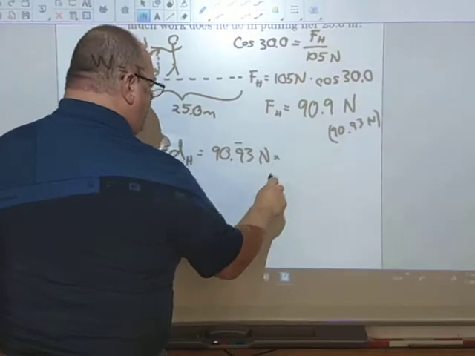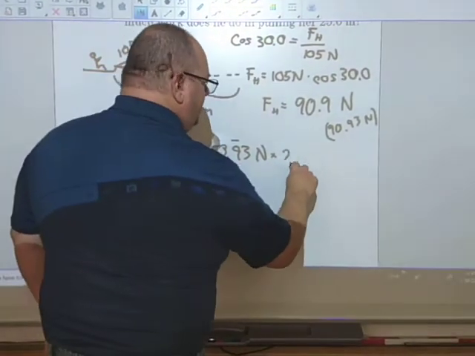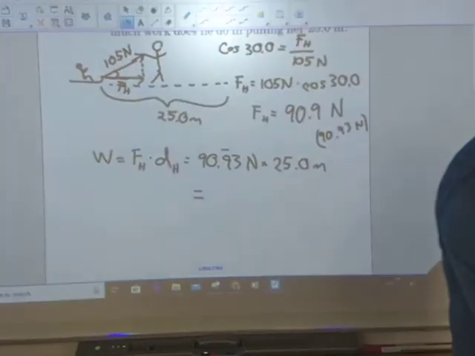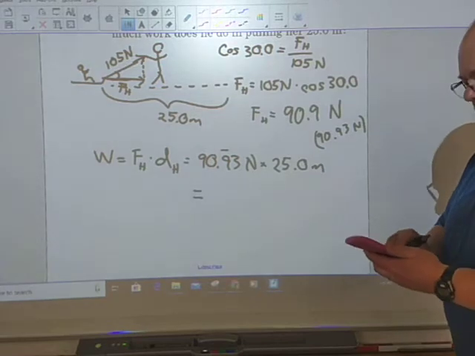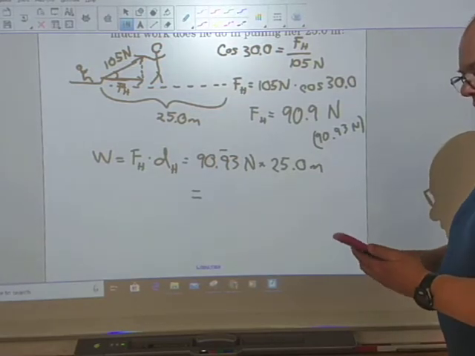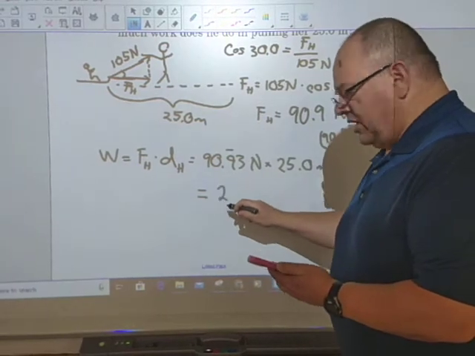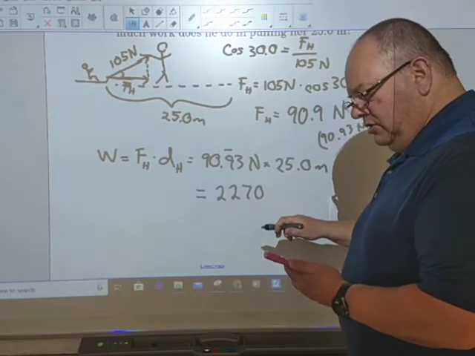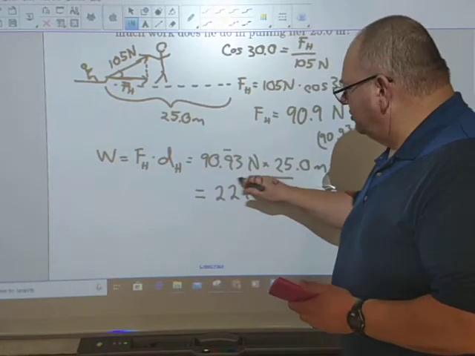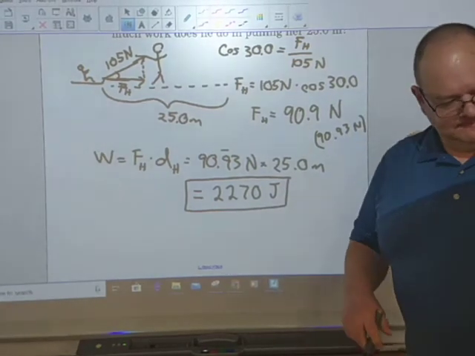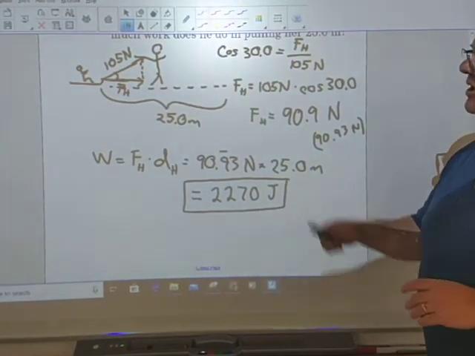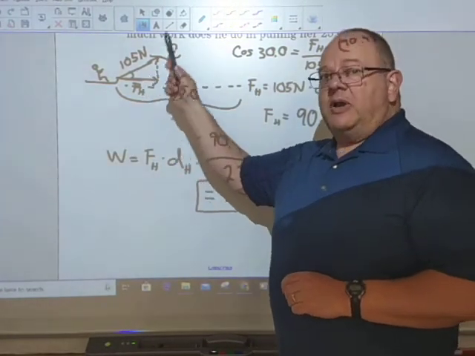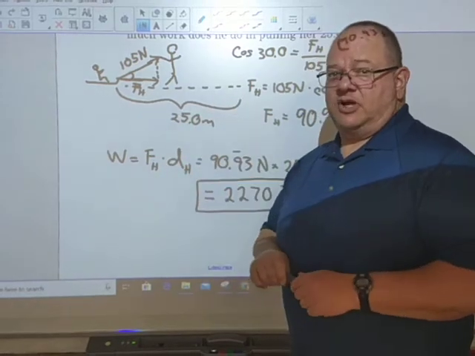And we're going to multiply that by the 25.0 meters. And I get 2,270 joules. The force wasn't in the same direction of the motion. So I figured out how much of the force was in the same direction of the motion.